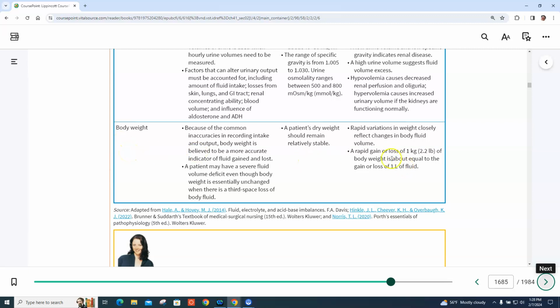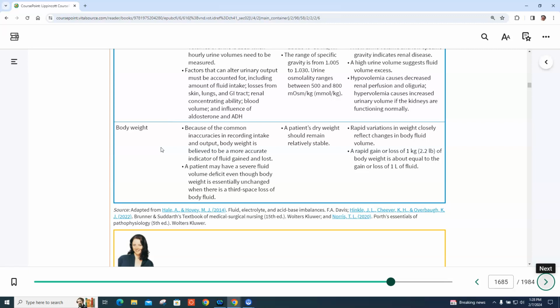We know that a gain of 1 kilogram equals a gain of 1 liter. So 1 kilogram equals 1 liter of fluid. So if somebody loses 3 pounds overnight, that means they've lost 3 liters of fluid, which is a lot. So again, let me state it again. Body weight and having a daily weight for people with fluid and electrolyte imbalances is significant because it is the most accurate indicator of a fluid shift.